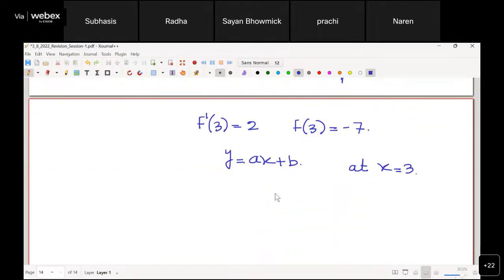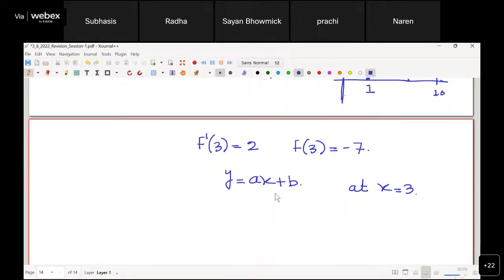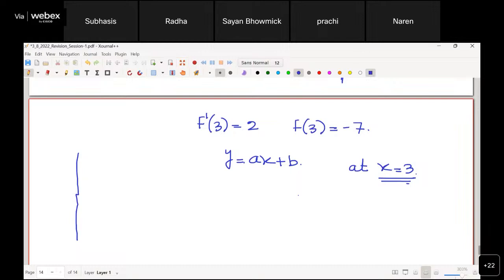So basically, what are you trying to find? You are trying to find the tangent line at x equal to 3, the values of a and b. Yes, values of a and b. So to get the values of a and b, you need to find the tangent line, right? Yes, sir. So let's say this is your function.